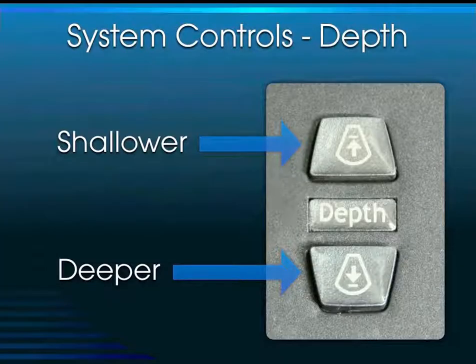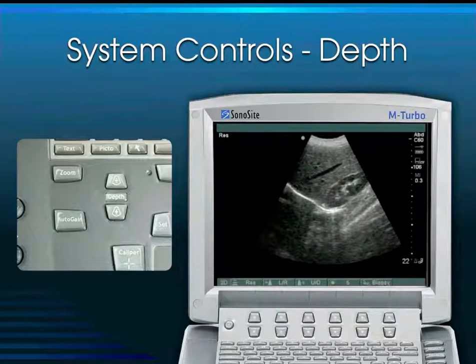Now, there's the depth button, and the depth button is important to adjust how deep you want the sound to go into the body. Basically, the longer the sound goes into the body, the deeper the depth will be on the screen. The way you control that is by pressing this button, the sound will go into the body less deep, and by pushing this button down here, the sound will go into the body more deep. Let me show you a clinical example.